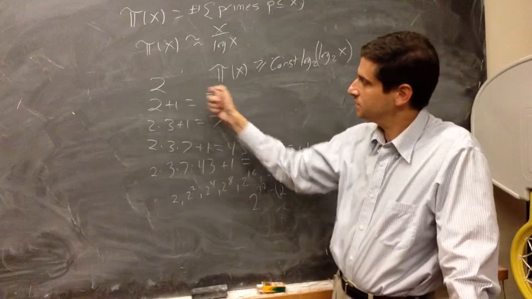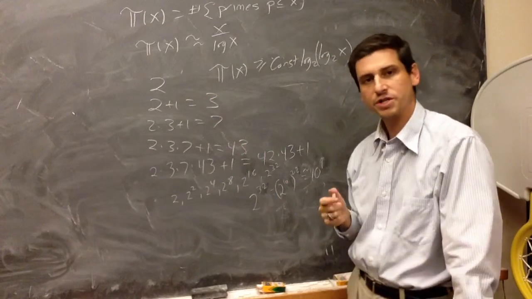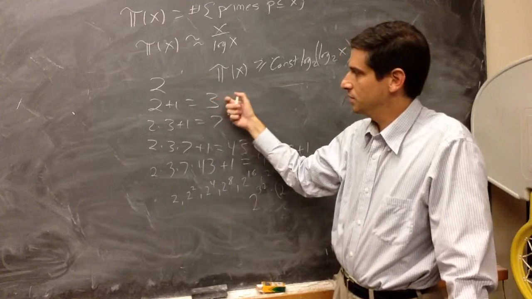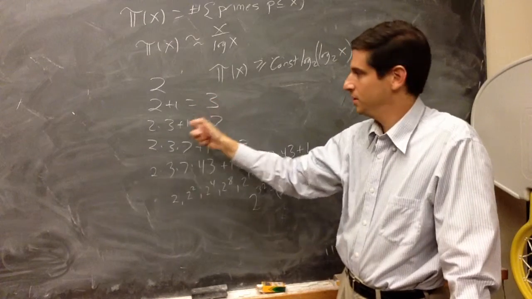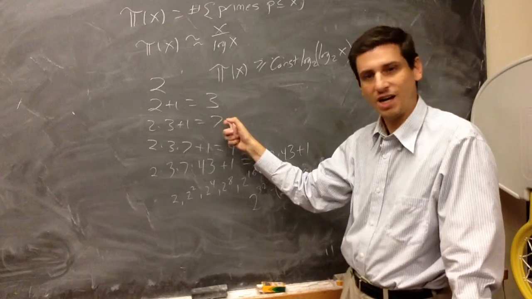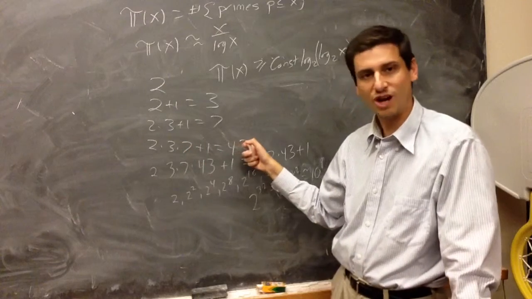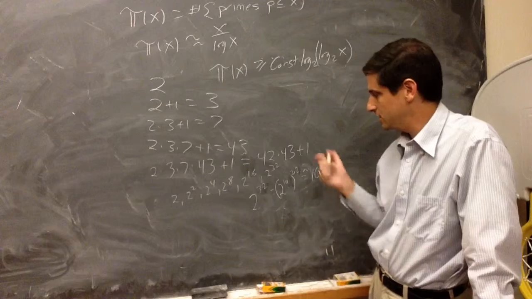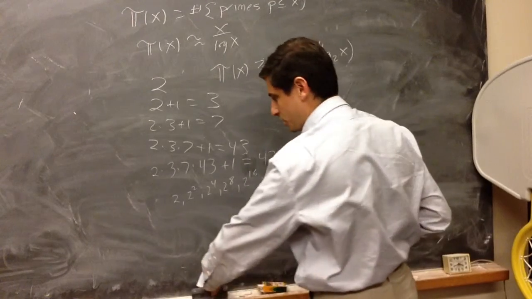Now there's something interesting if you look over here. I said the worst possible case is if you're always in case 1. 2 plus 1 is 3, prime. 2 times 3 plus 1, prime. 2 times 3 times 7 plus 1, prime. Now, if we look at 42 times 43 plus 1, it turns out that this is not prime. There's lots of ways to see this.